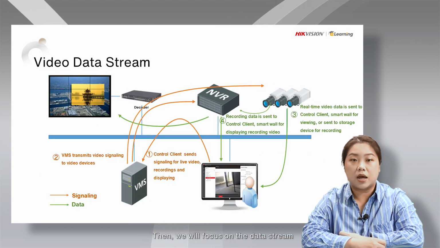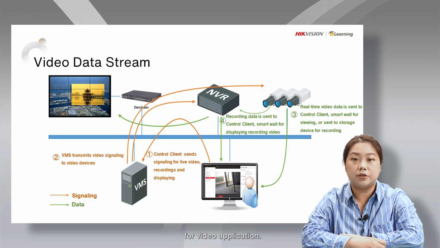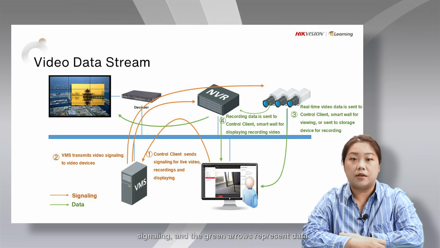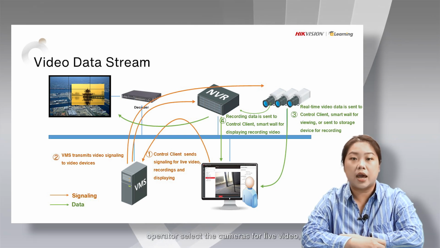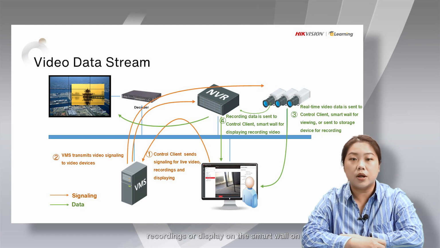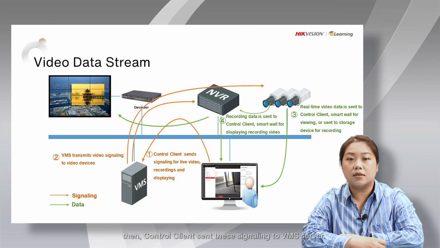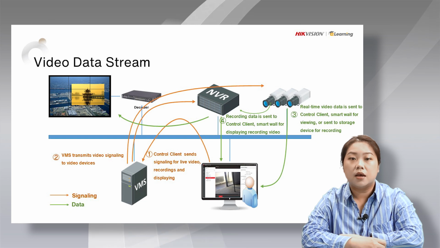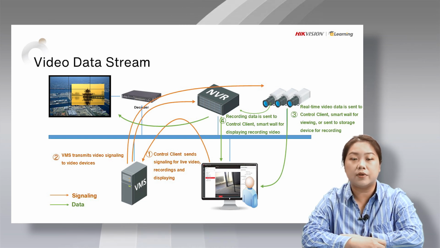Then we will focus on the data stream for video application. The orange arrows represent signaling, and the green arrows represent data. The first step is that operator selects the cameras for live view, recordings, or display on the smart wall on control client. Then, control client sends this signaling to VMS server. Then, VMS server transmits video signaling to video devices.